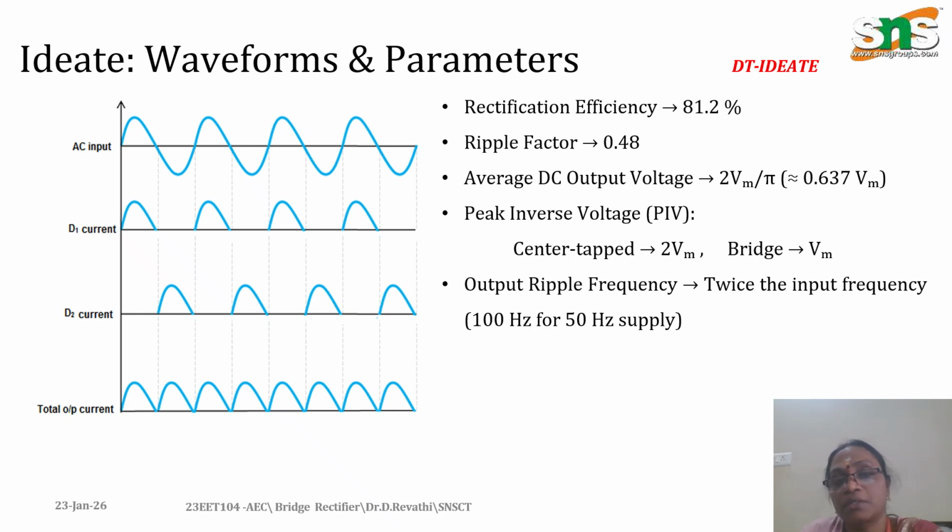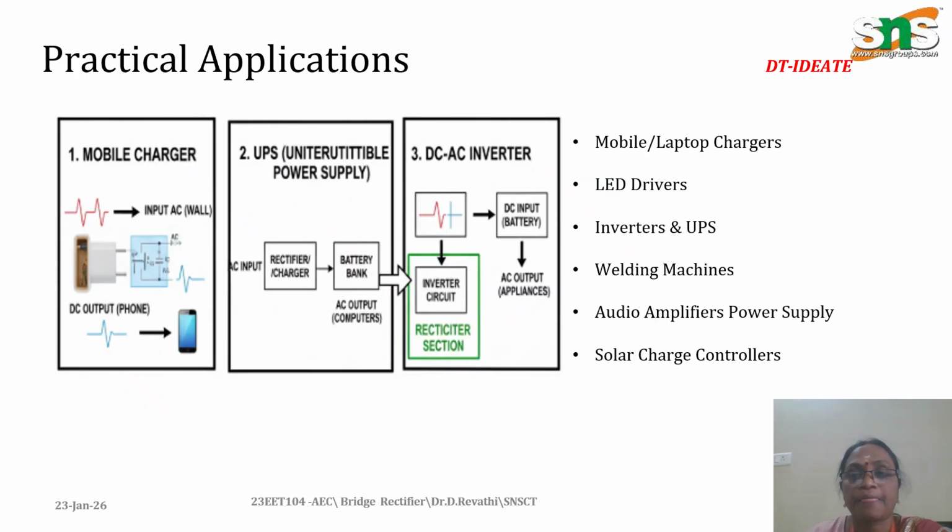So the rectification efficiency of the full wave rectifier is 81.2 percent, the ripple factor is 0.48, and the ripple frequency is twice the input frequency. That is, for a 50 hertz supply we get 100 hertz. Practical applications are mobile chargers, laptops, LED drivers, inverters, UPS, and audio amplifiers. All those things I have listed here: mobile chargers, UPS, and DC to AC inverters.